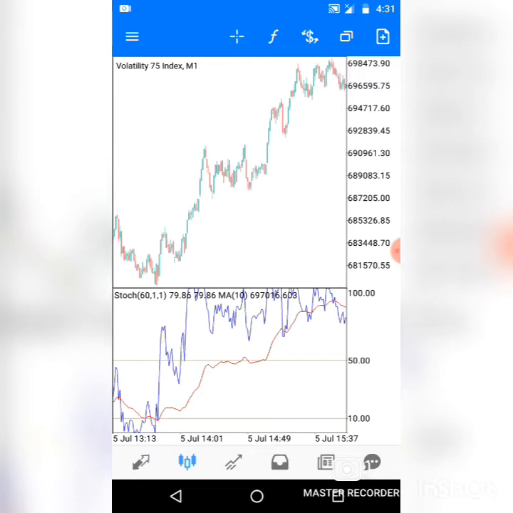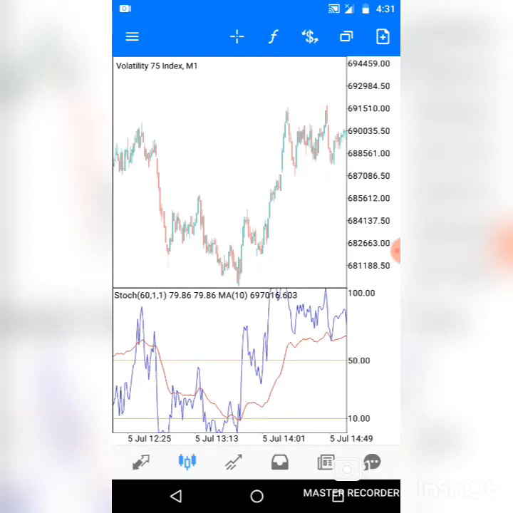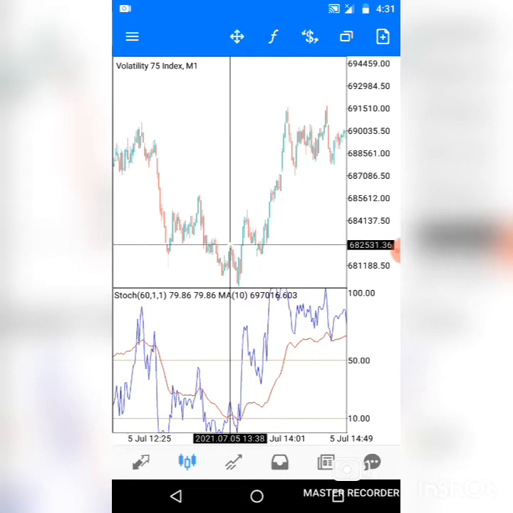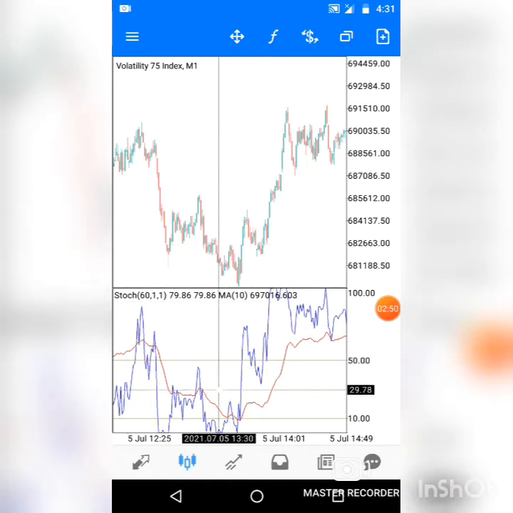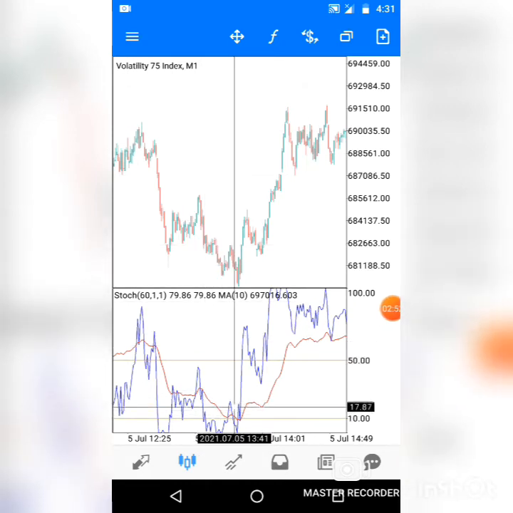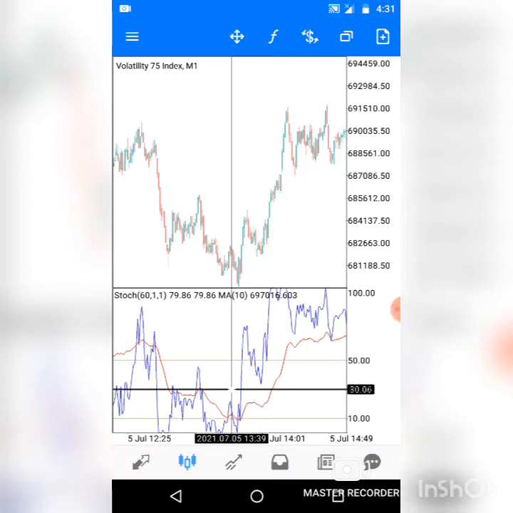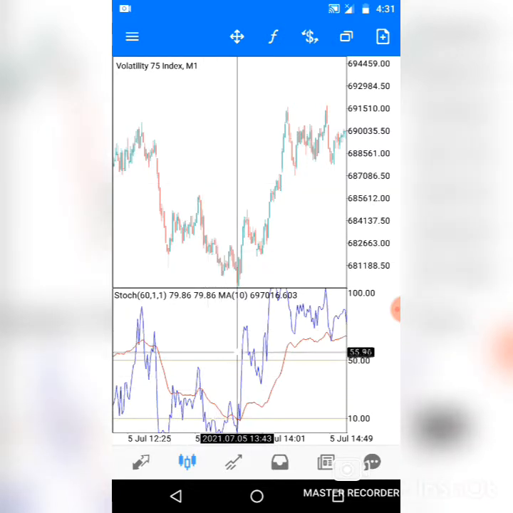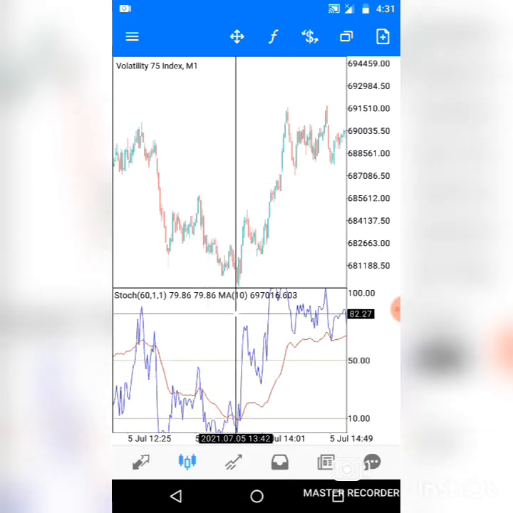As you can see here, when the stochastic and the moving average cross at 10, then you enter your buy. You go to buy. Then when it reaches 50, or above, somewhere around 80 to 90, you are supposed to be out of the market.